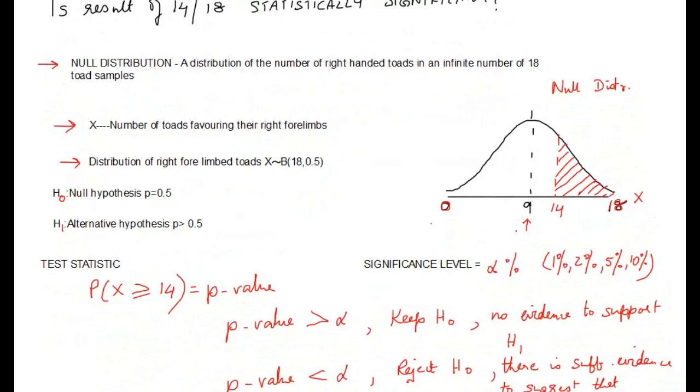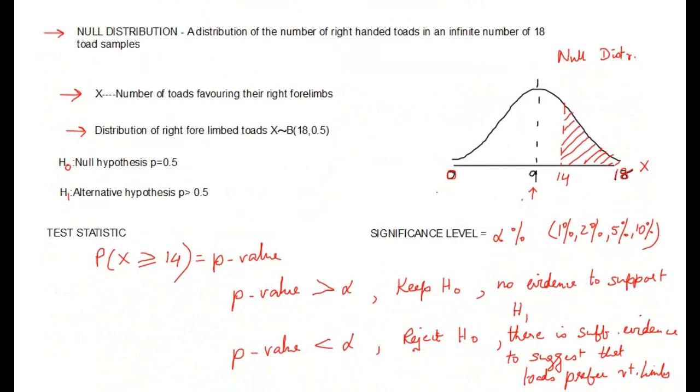In some samples, you would have got 0 or 2 or 3. In others, you would have got 14, 15, 16 or whatever, even 18. But a majority of the samples will tell you that 9 out of 18 toads are right-limbed. So the x-axis on this null distribution is the number of toads favoring their right forelimbs, and the distribution used here is a binomial distribution, sample size 18 and probability 0.5, because with the null distribution we are talking about what is usually expected to be true, that toads do not favor any particular limb.